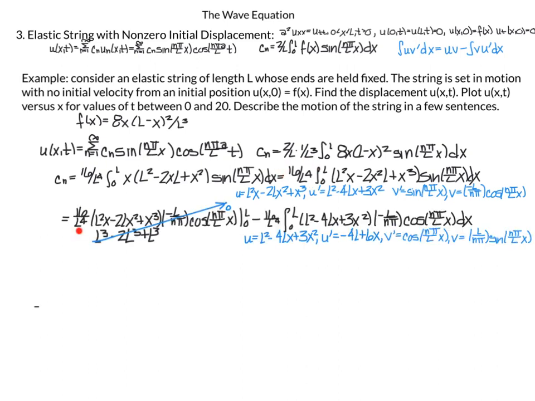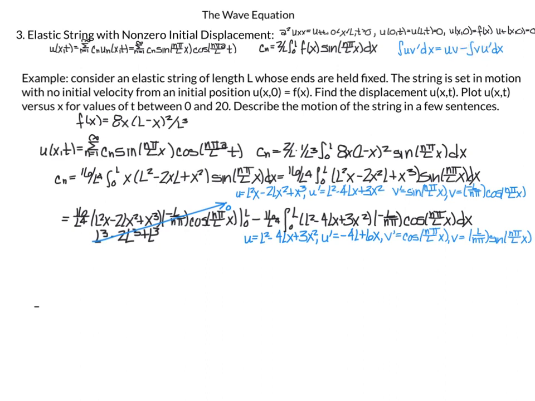I plug this into my formula. I have my 16 over L to the 4th, and then I have my u times v. So here's u, and here's v, and I need to evaluate that between 0 and L. Just looking at this really quickly, when I plug L into here, I get L cubed minus 2L cubed plus L cubed, so this goes to 0, and when I plug in 0, this factor goes to 0. So this term goes completely away. I'm then going to subtract my integral of v u prime.